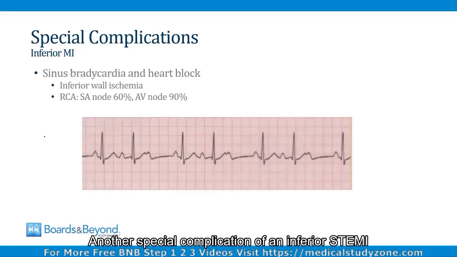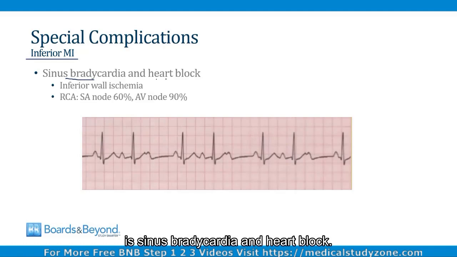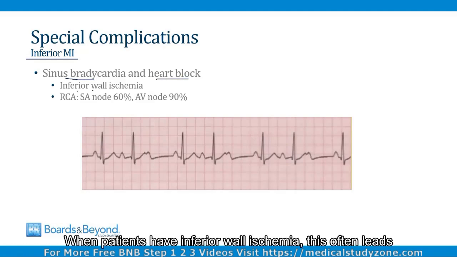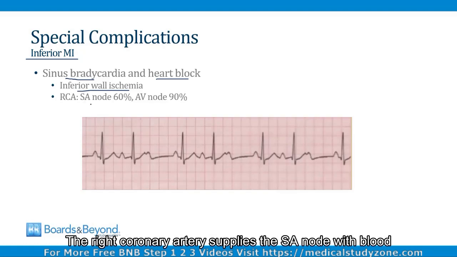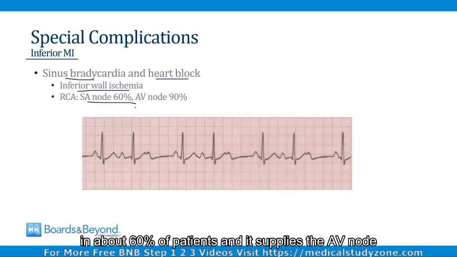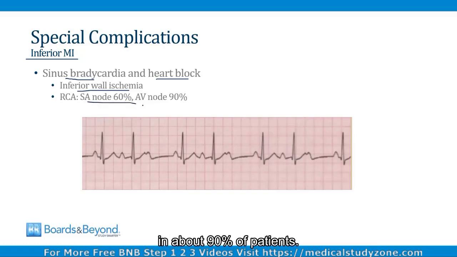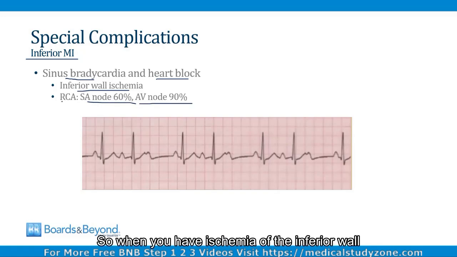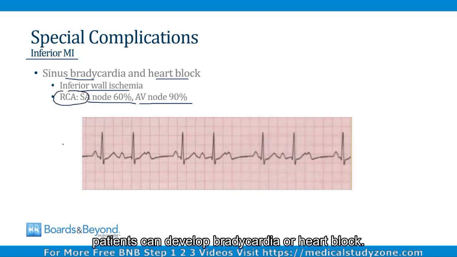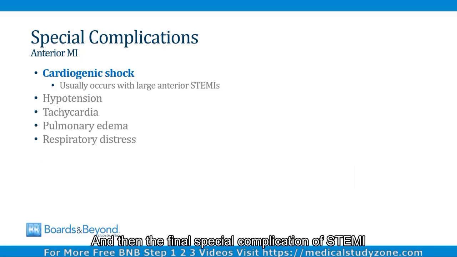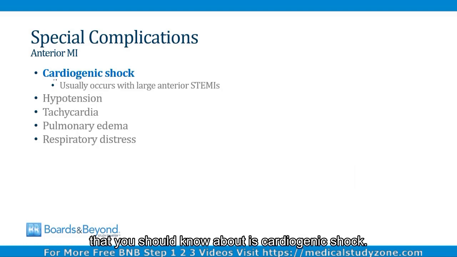Another special complication of an inferior STEMI is sinus bradycardia and heart block. When patients have inferior wall ischemia, this often leads to dysfunction of the SA node or the AV node. The right coronary artery supplies the SA node with blood in about 60% of patients, and it supplies the AV node in about 90% of patients. So when you have ischemia of the inferior wall caused by right coronary artery occlusion, patients can develop bradycardia or heart block.